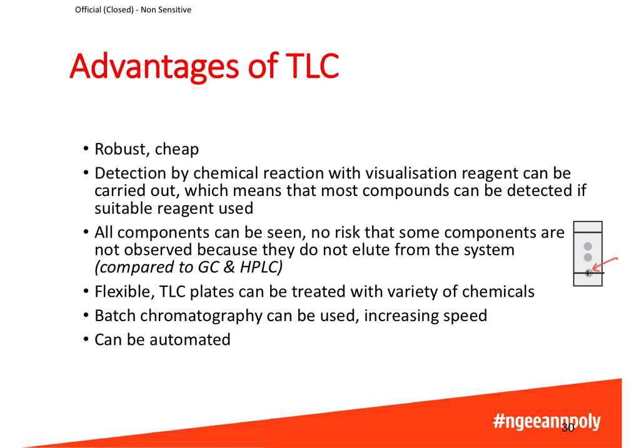TLC is also a flexible method because the TLC plates can be treated with a variety of chemicals to give it different properties. For example, we have seen that silica can be treated with KOH or can be treated with silanes. Although we often do TLC manually in the lab, batch chromatography can also be used and it can be automated, which increases the speed of doing TLC.